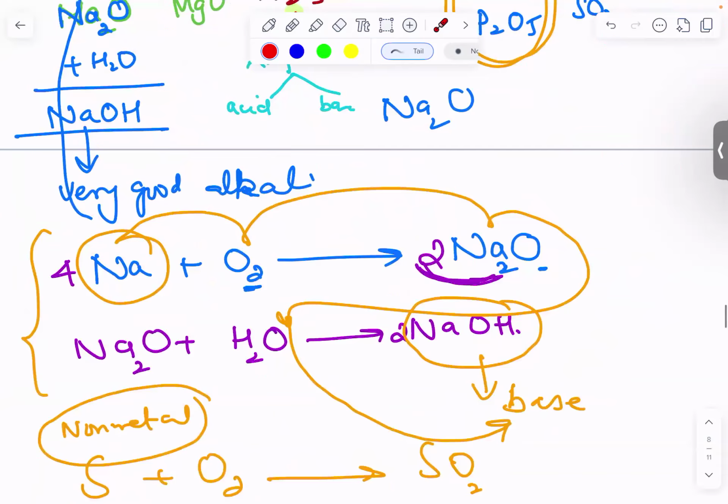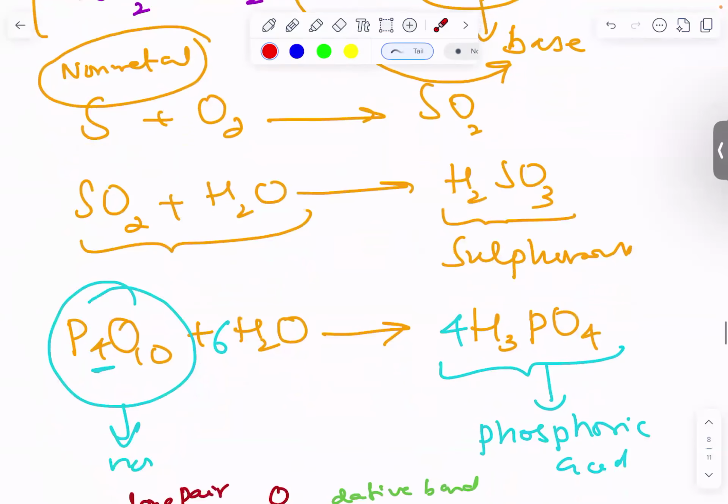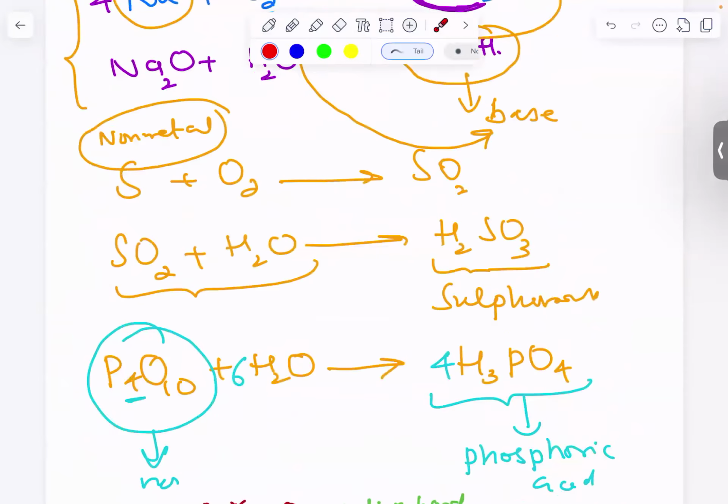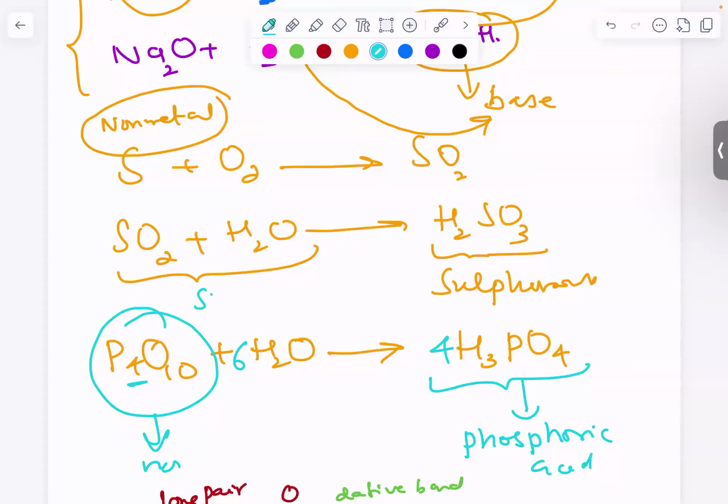Good. And one thing more, I told you about this, that sulfur, which is a non-metal, it's written here, when sulfur reacts with oxygen, it forms sulfur dioxide or sulfur trioxide. Sulfur dioxide, when it reacts with H2O, forms sulfurous acid. However, if you take sulfur trioxide, then SO3 plus H2O makes H2SO4, which is called sulfuric acid. Are you getting my point?